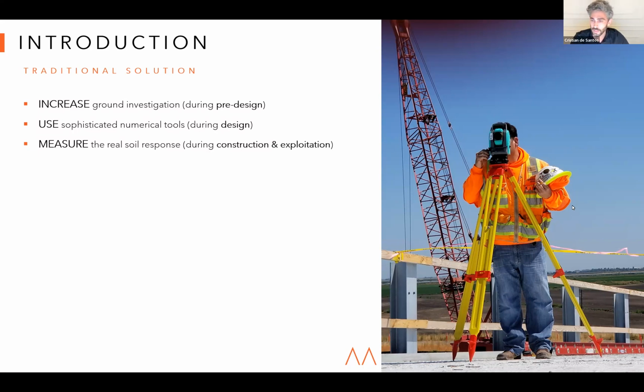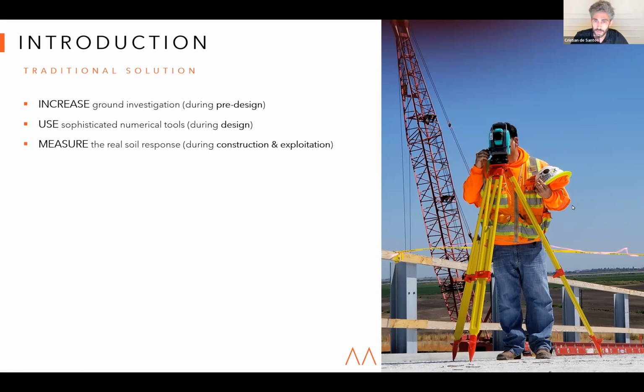Then, especially during design, we love to use sophisticated numerical tools like the commercial software Plaxis, Midas, Flac, Rocscience suites, that allow us to simulate complex geometries, complex ground behaviors, and also complex physical phenomena in one software. And then the last approach to reduce geotechnical uncertainty is installing sensors on the ground to monitor the real ground behavior.